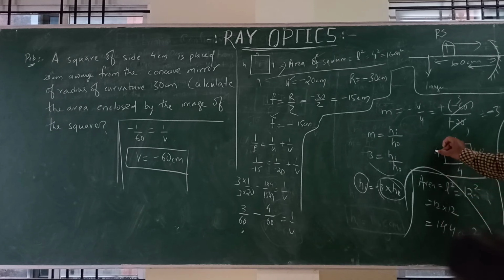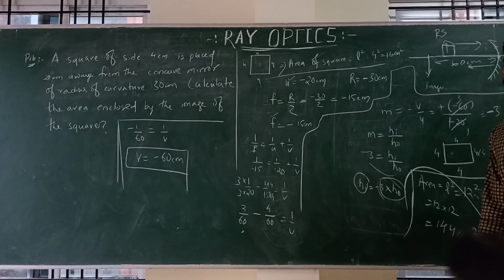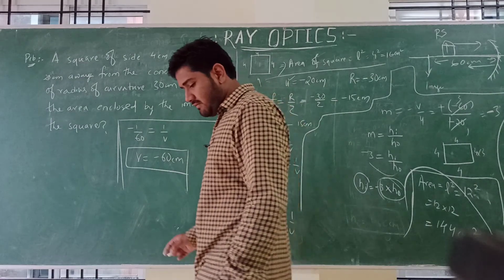So if the object has a side of 4 centimeter, the image will be a square of side 12 centimeters. The area of that square will be L square, that is 12 into 12, which is equal to 144 centimeter square. So this is the solution of the problem.